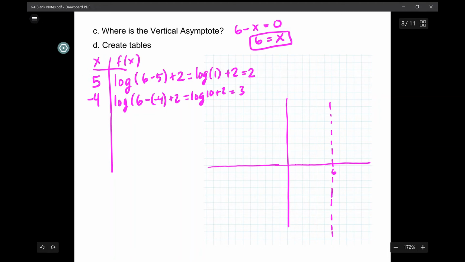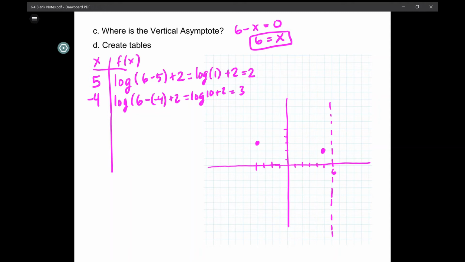And we have the point over 5 up 2. 1, 2, 3, 4, 5 up 2. We have 1, 2, 3, 4 up 3. I think that this is enough to graph our value with.